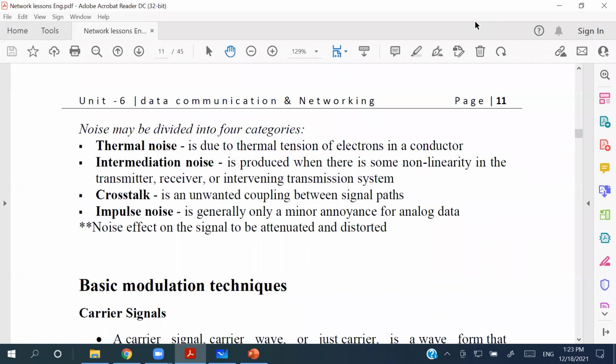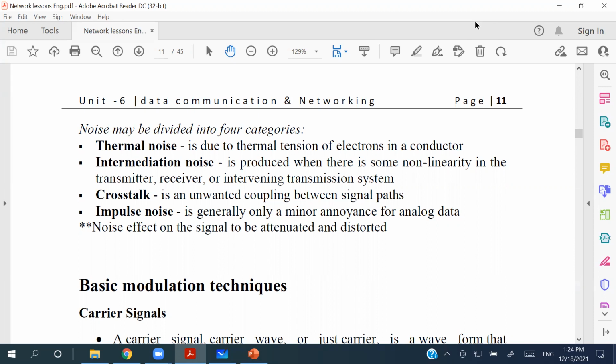So when it is not set together properly, that is going to give you some intermodulation noise. Crosstalk is a kind of unwanted coupling between signal paths, like when a signal is transmitted from one end to another, some other signal is disturbing it. Impulse noise happens due to environmental changes like lightning and these things, right?